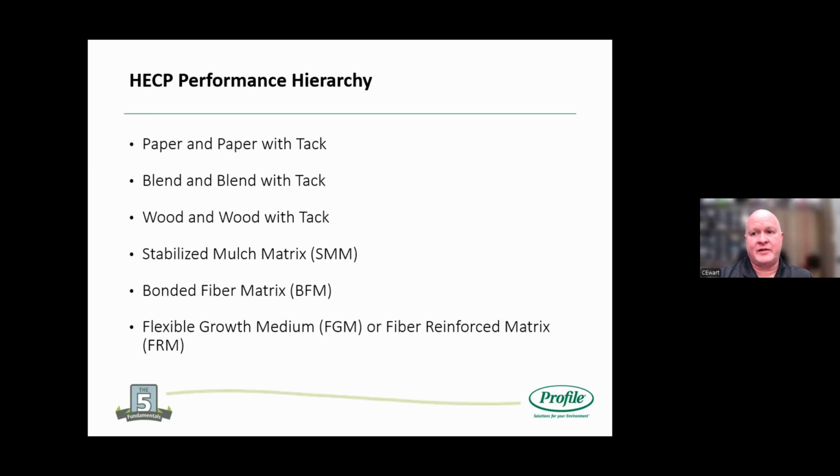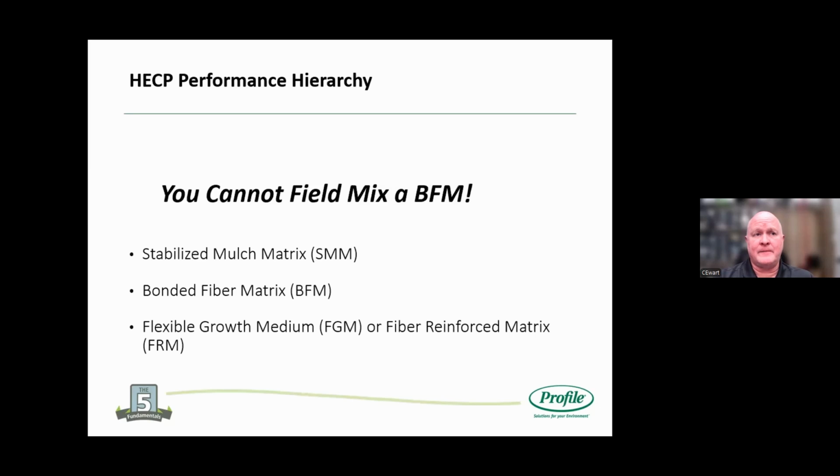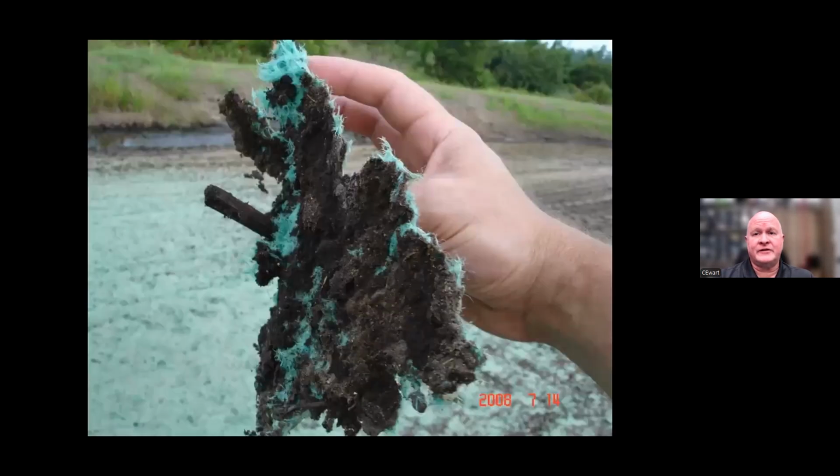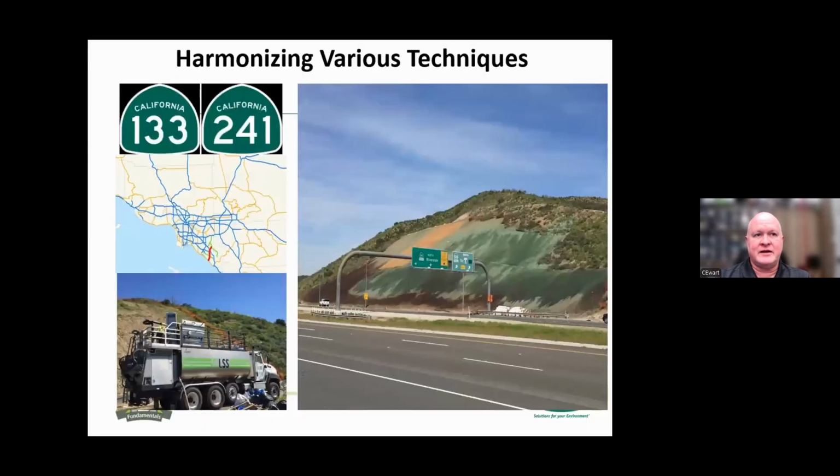So in terms of the market for hydraulically applied products, you've got paper, then you've got wood, and then BFM or stabilized mulch in the middle, and then the bonded fiber matrix or flexible growth medium, fiber reinforced matrix at the top. So this is actually a product called FlexTerra. This is a flexible growth medium. And you can see one of the big advantages of this is when you spray it down, it gets that intimate ground contact. And this has been picked up after about a day of application, and it's firmly bonded onto that soil and going to give a nice connection.